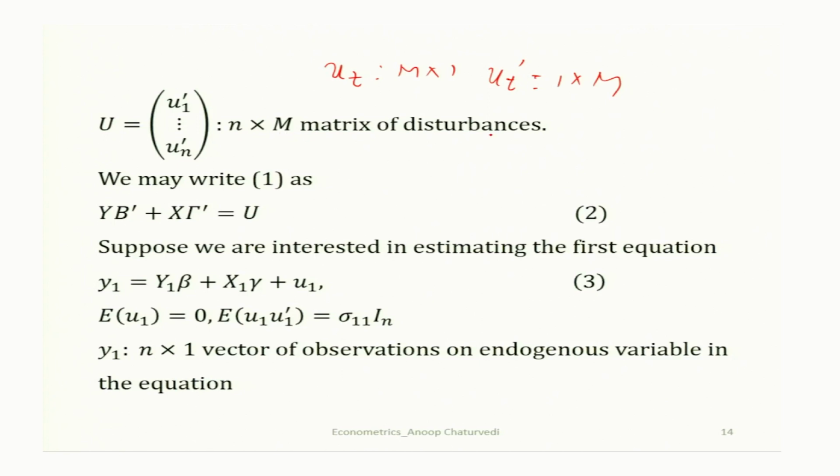Capital U is the matrix of disturbances, and then we can write equation 1 as capital Y B transpose plus X gamma transpose equal to capital U.